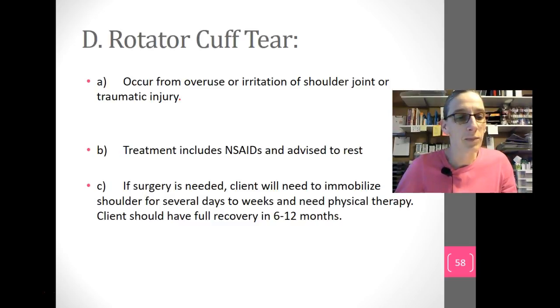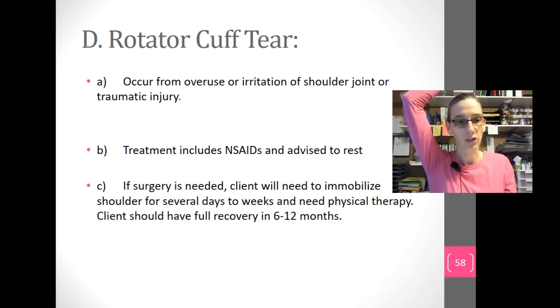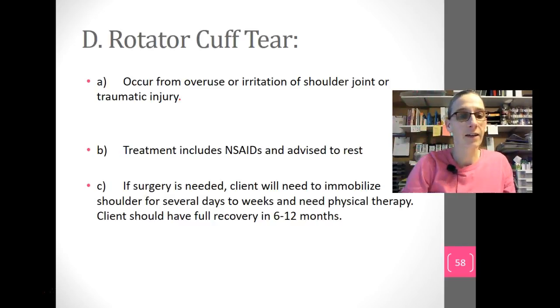Patient experiences pain with movement, especially when lifting their arm over their head. So when they do this, extreme excruciating pain. Severity of the injury is determined by X-ray and MRI. Okay. Treatment is going to include NSAIDs and rest.